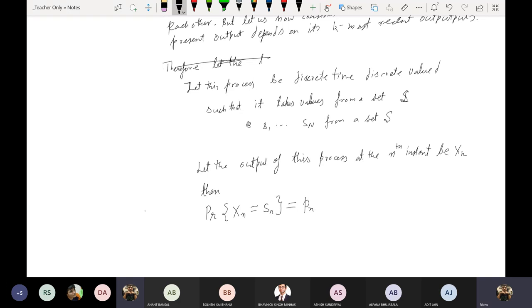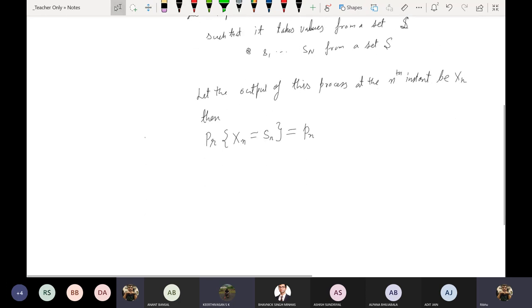This is the kind of stuff that we have dealt with till now, right? So you mean that the output at Xn doesn't depend on the previous output? We are just talking about the output. The output at Xn doesn't depend on the previous.